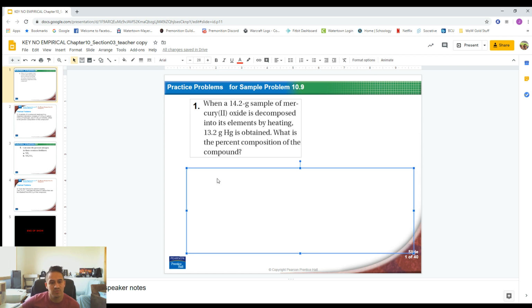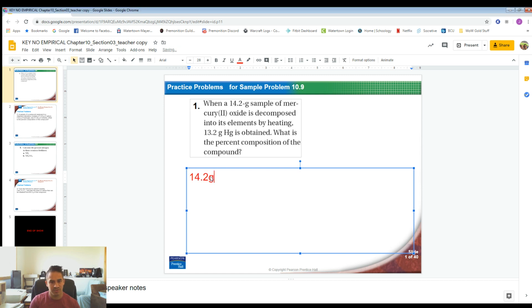So it says, when a 14.2 gram sample of mercury 2 oxide is decomposed into its elements by heating, 13.2 grams of mercury is obtained. What is the percent composition of the compound? All right, so I'm going to write this out first so you understand what information they're giving us, and then we'll go into how we solve it, okay?